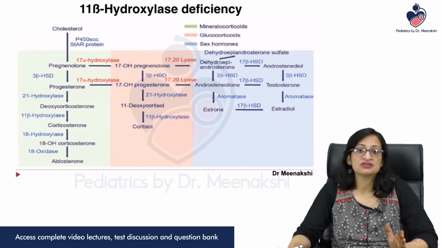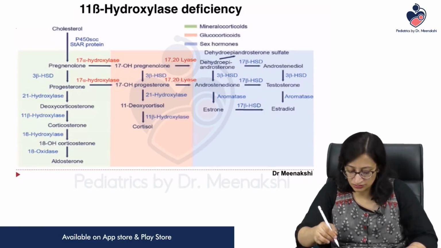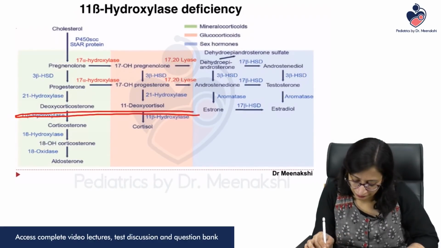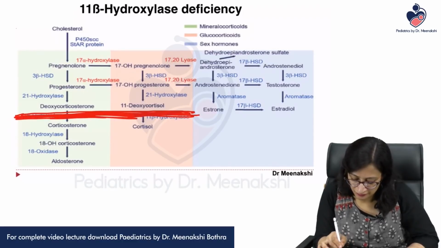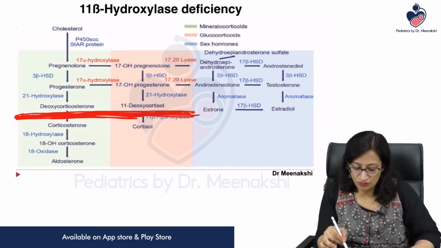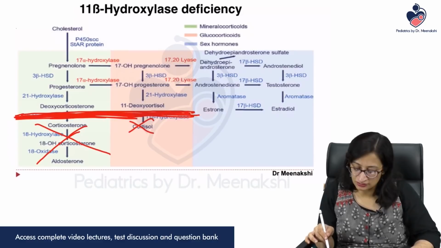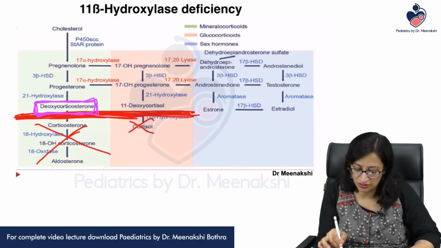Now let us see what happens in 11-beta-hydroxylase deficiency. Remember the sequence of enzymes again, 3, 21, 11. Here the problem is in the 11 enzyme, 11-beta-hydroxylase. This enzyme is deficient. So what is happening in the mineralocorticoid pathway? Aldosterone is not getting formed, but the deoxycorticosterone is formed in excess, and this has got mineralocorticoid activity.